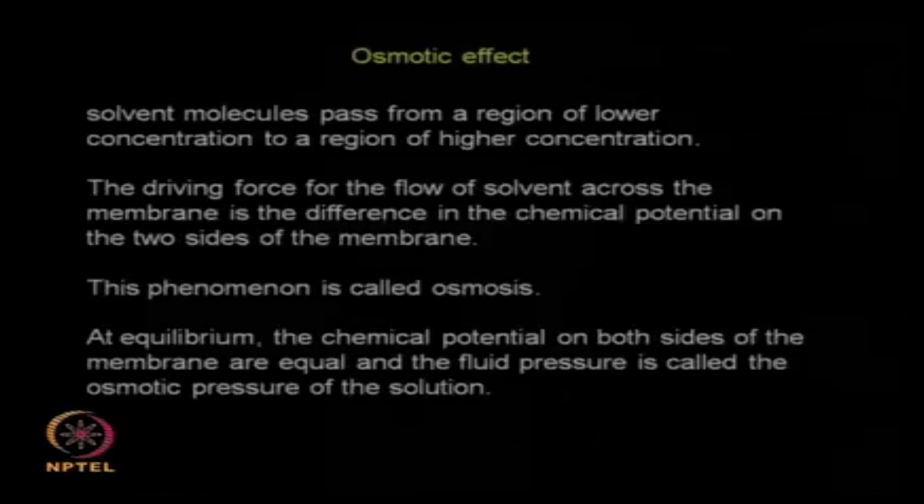So the solvent molecules pass from a region of low concentration to the region of high concentration. In osmosis, the driving force for the flow of the solvent is the difference in the chemical potential. Okay, so we have a difference in the vapor pressure, so there is a difference in the chemical potential, and that is what is called osmosis. When it reaches equilibrium, the chemical potentials have to be balanced on both sides, and the osmotic pressure needs to be balanced on both sides.